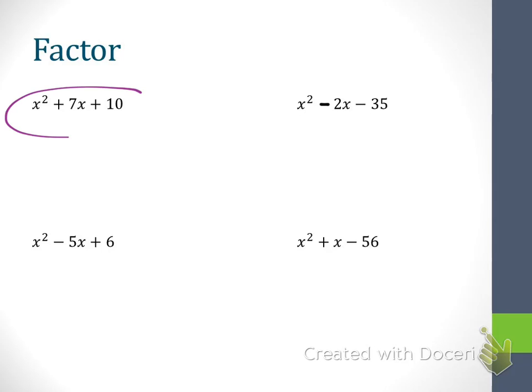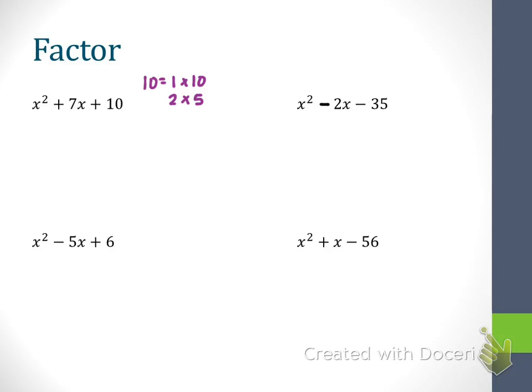Okay, let's do this one first. My step number 1 on my paper is what, Hannah Cooper? List the factors of C. What is C, Riley? 10. So let's list the factors of 10. So I'm going to write 1 times 10 and 2 times 5.